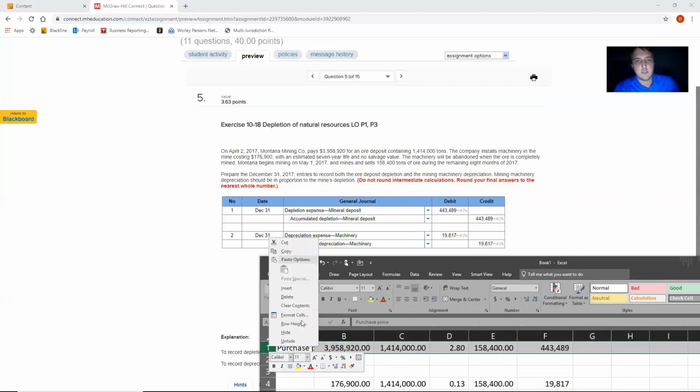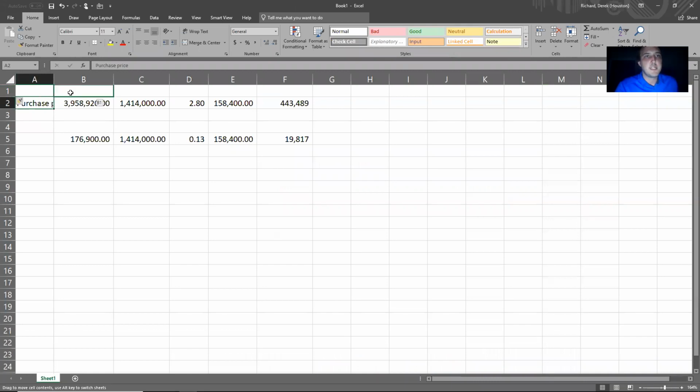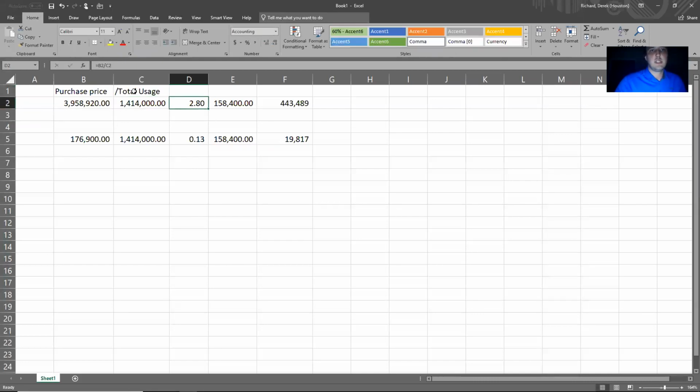So take the purchase price divided by the total usage to get a per usage. And then this is the period usage, that you're going to multiply it by. And that's going to get you your period depreciation.